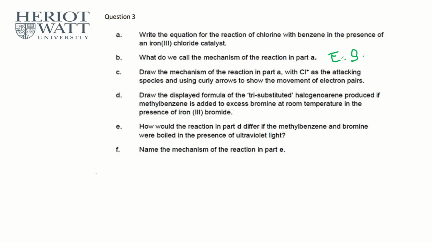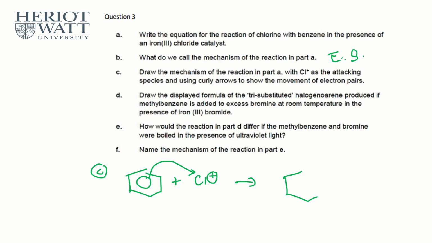So the mechanism for part C would be a benzene ring plus a Cl positive straight away as an attacking species, which is the electrophile. And then the curly arrow always goes from the double bond of the ring to the electrophile. And then what do you get? You get the intermediate. The intermediate will have a smiley face. And then you have your original H that is originally there, and then you have a newly added Cl. And what happens now is it substitutes the H. So the C-H bond here will break and move in.